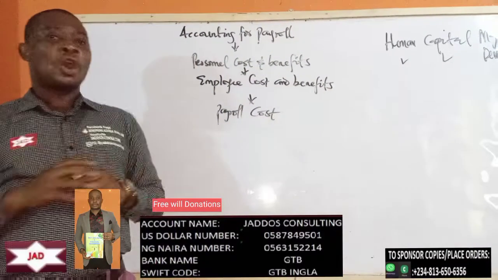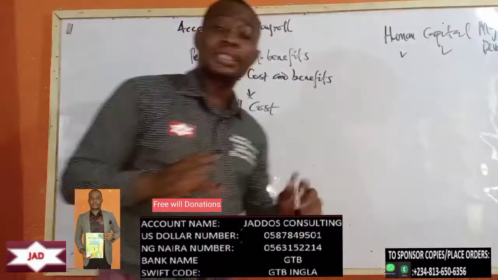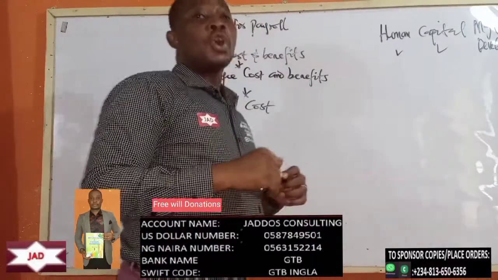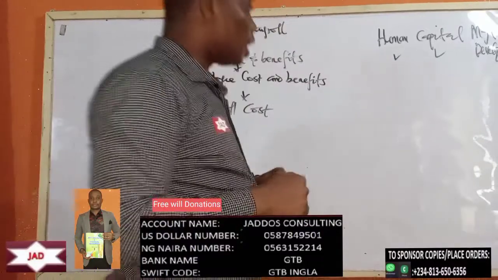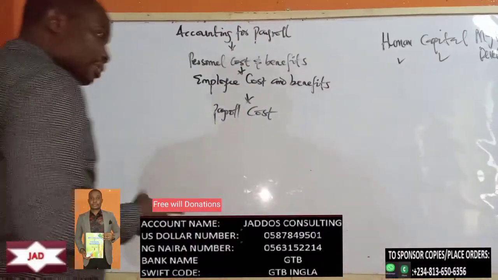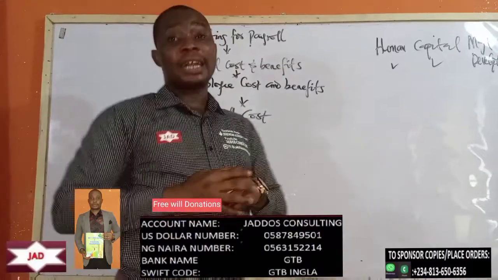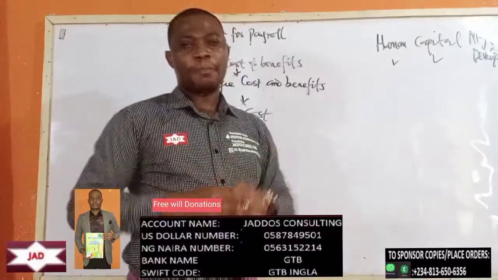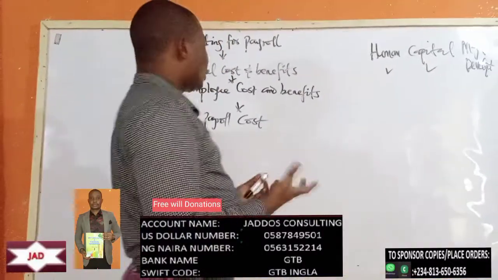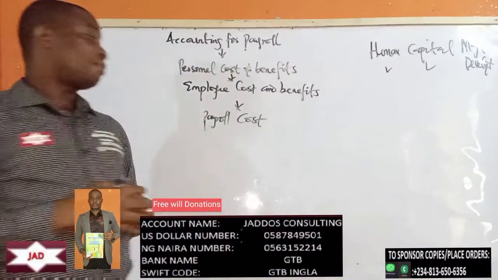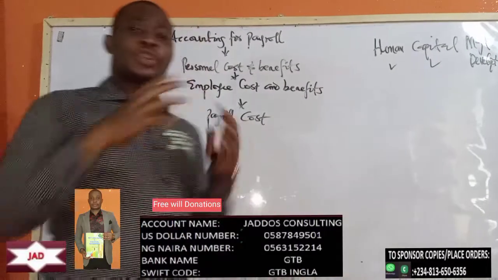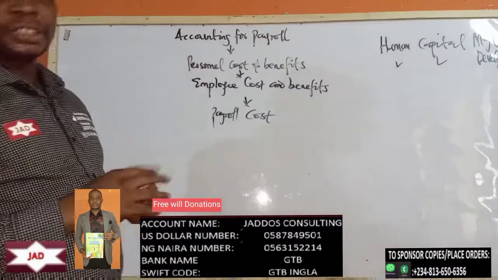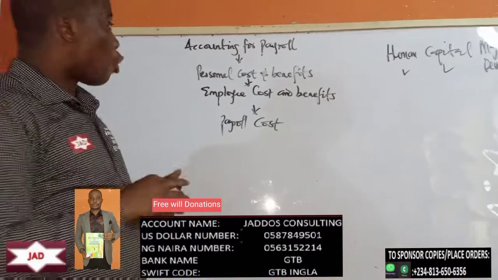But depending on the process or procedures put in place by an organization, eventually the payroll gets to the accounts department. Then as an accountant or the person in charge of accounts, you must understand some aspects of payroll, or what they call personnel cost and benefits, or employee cost and benefits, or payroll cost. You must understand some technicalities involved in accounting for payroll.